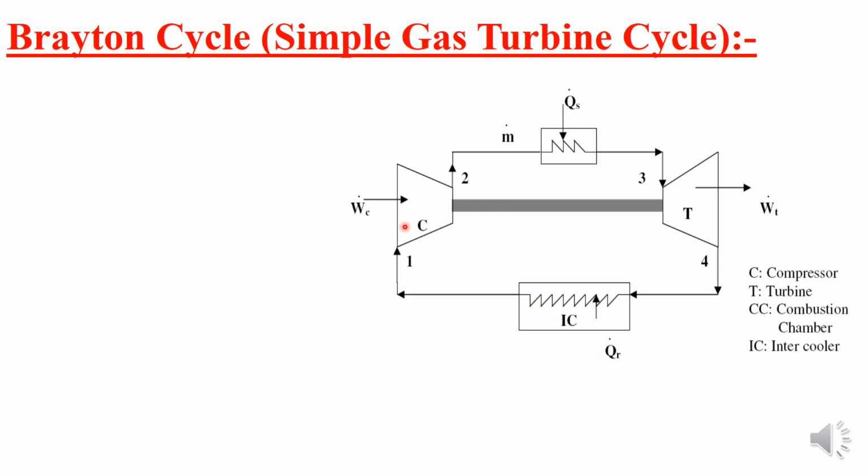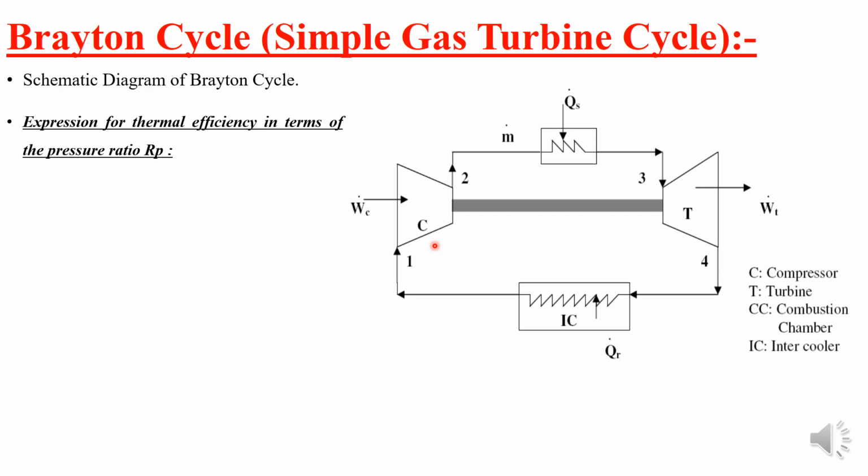So now we will see one by one. Then we will frame the equation and we will get the expression for Brayton cycle efficiency finally. So this is the ultimate aim of this derivation. So now first we will see. We have to get the thermal efficiency in terms of pressure ratio.